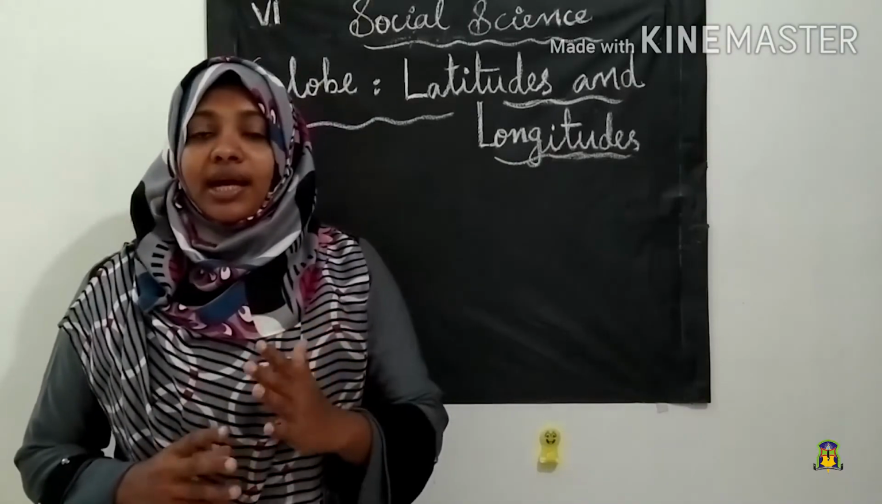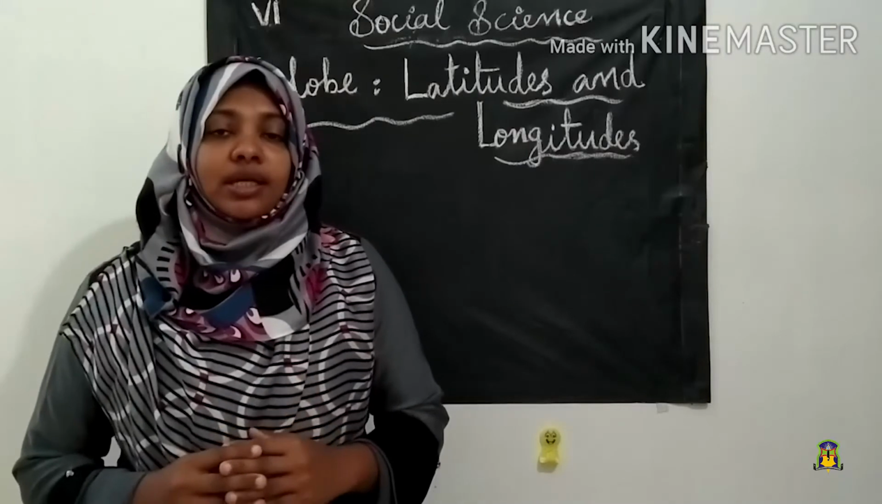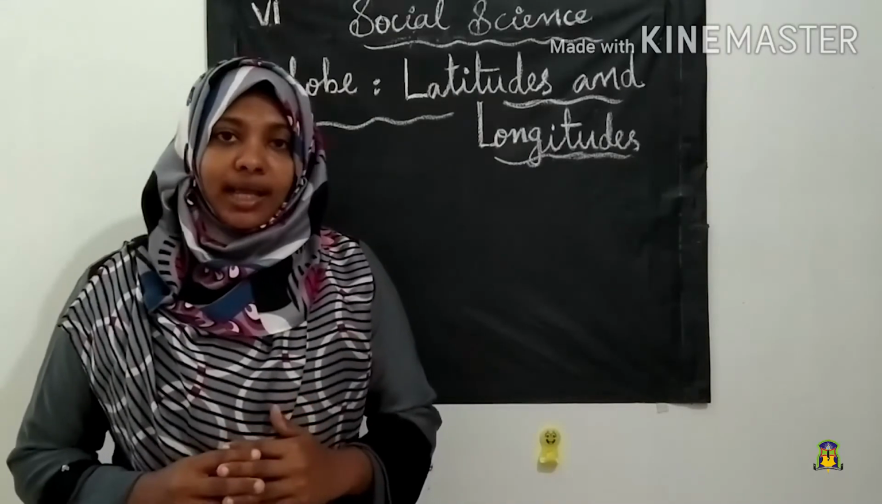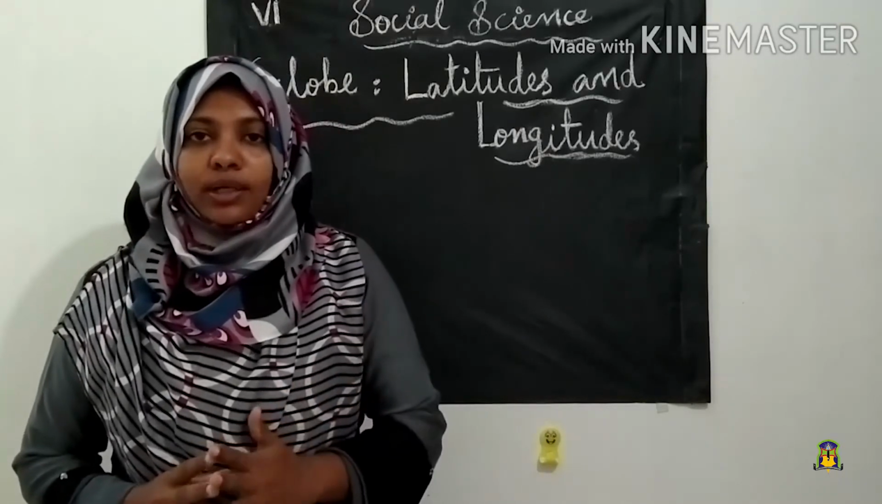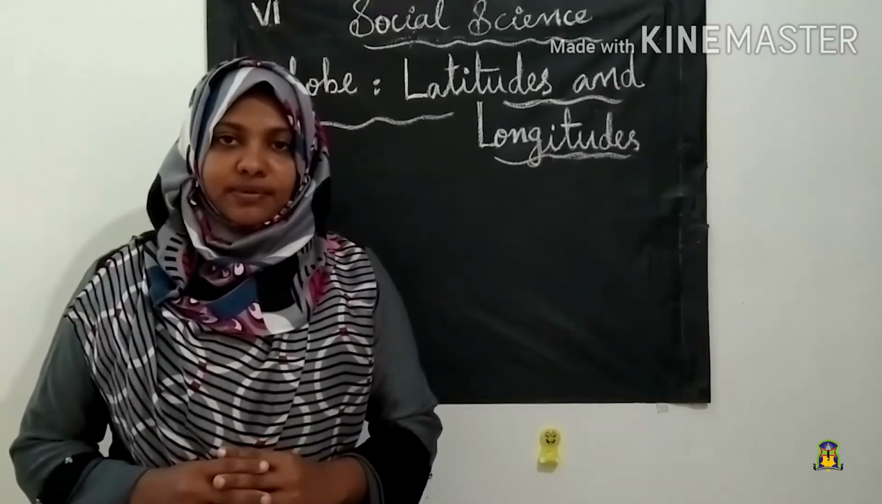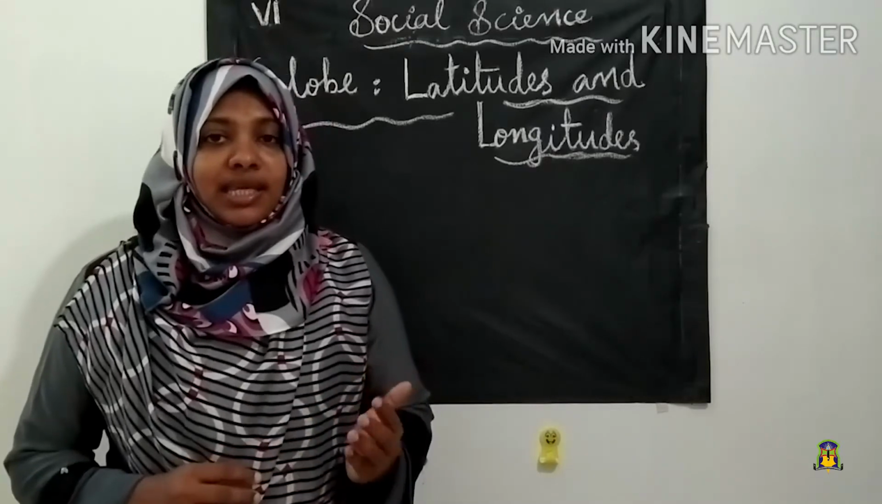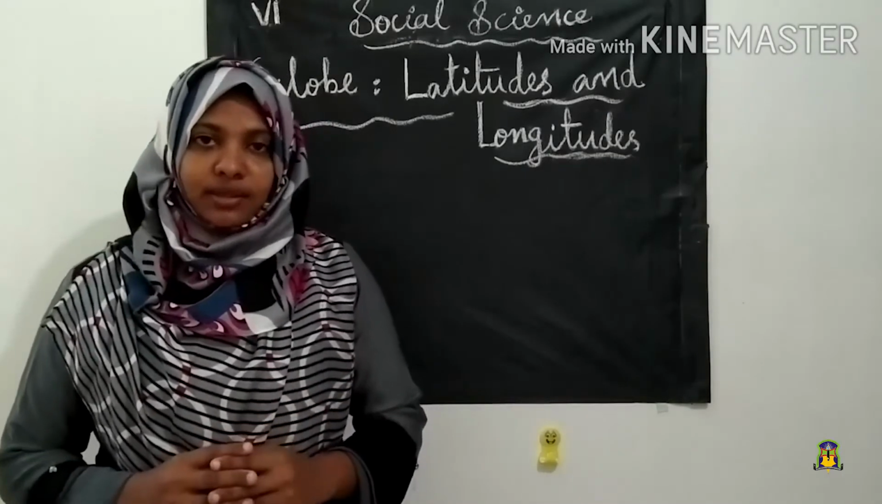There are 360 degrees of longitude all around the earth. 1 degree is equal to 4 minutes. Now let us see how we can calculate this.